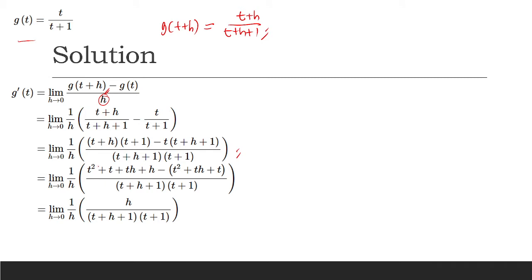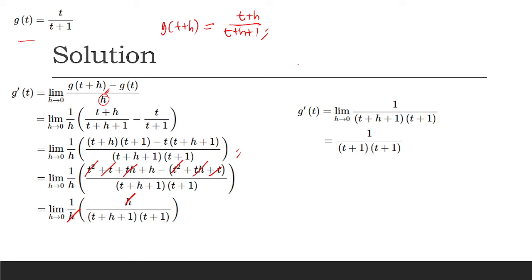Now, kung mapapansin, dito pa lang sa taas, this is t squared, this is minus t squared. We have th plus th, and then kapag dinistribute natin itong negative na sign na to, this is negative th. This is t, positive t, and then if we distribute this negative sign, that's negative t. So, makakancel din siya. So, ang matitira na lang sa equation natin will be 1 over h times h over t plus h plus 1 times t plus 1. So, na-simplify na natin yan. And with this one, we can already cancel h dito, saka yung h sa taas. So, therefore, we now have 1 over t plus h plus 1 times t plus 1.